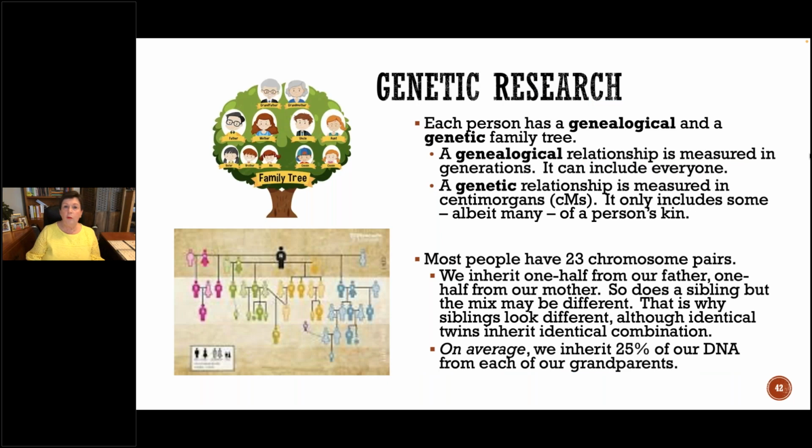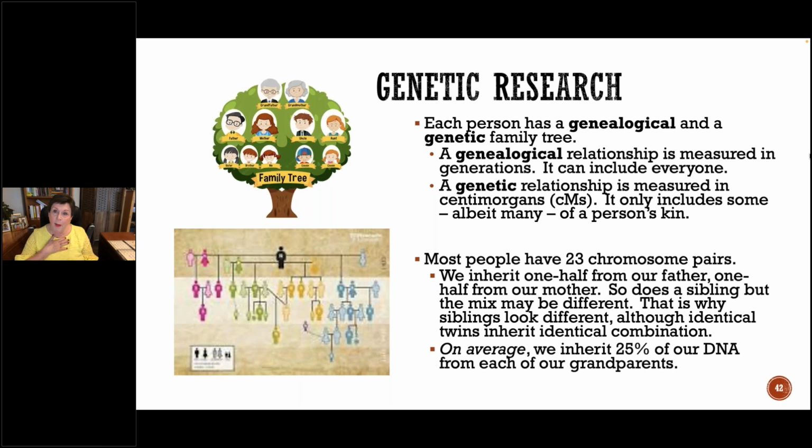So I think most of us know that each person has a genealogical and a genetic family tree. We probably have heard enough Ancestry DNA commercials on TV. A genealogical relationship is measured in generations, right? And theoretically, it can include everyone. A genetic relationship is measured in centimorgans, cM, capital M. That is the unit of measurement in genetic research. It only includes some, albeit many, of a person's kin.